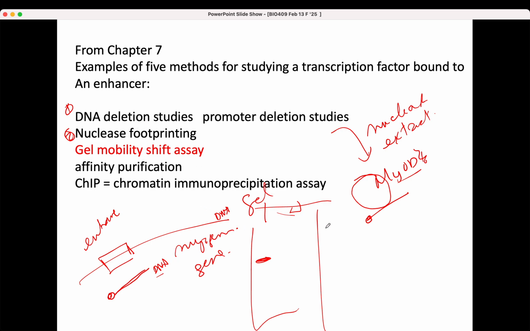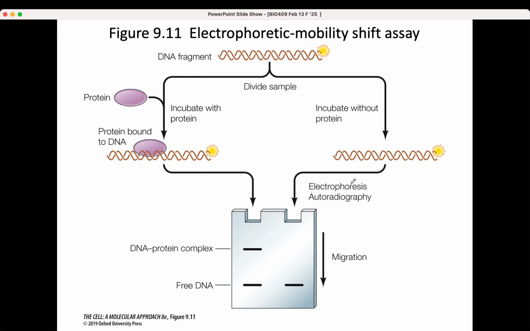And when it does, and we run that on a gel, it moves slower because the MyoD makes it a bigger molecule. And so it's called a gel mobility shift assay. So now we can establish that we have conditions just in test tubes where we can get the MyoD to bind. Okay, I think I might have a slide of that. Without the protein, the DNA moves fast, and with the protein, it moves more slowly. So we get that mobility shift assay.